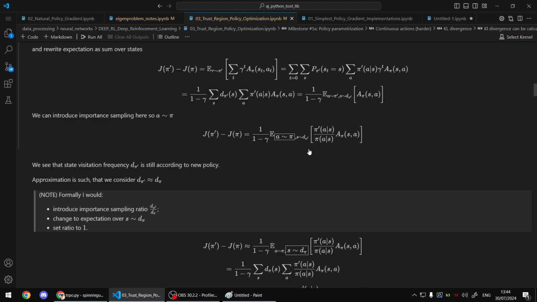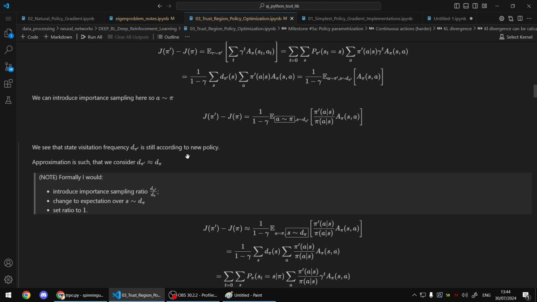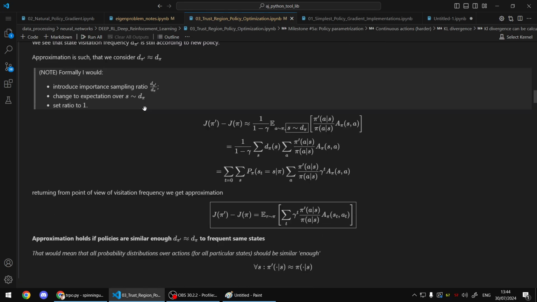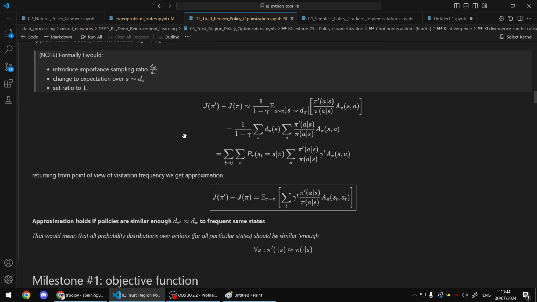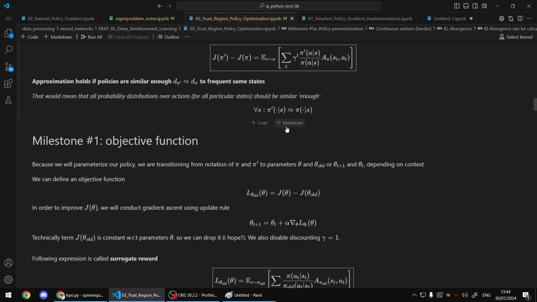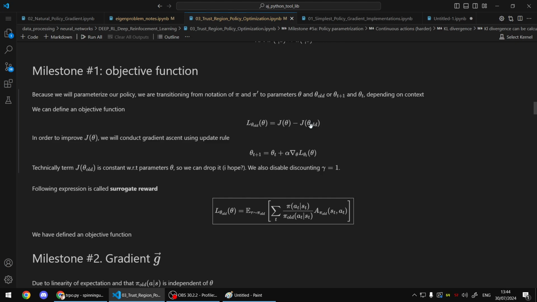So we did that. We introduced the sampling ratio, and then we actually assume that the visitation frequency should be as close as possible, such that we can approximate the new visitation, this ratio, as 1. And exactly at this point, the KL divergence comes in and says that it should be basically minimal for all the states for distributions over actions. And then we define the improvement metric a second time.